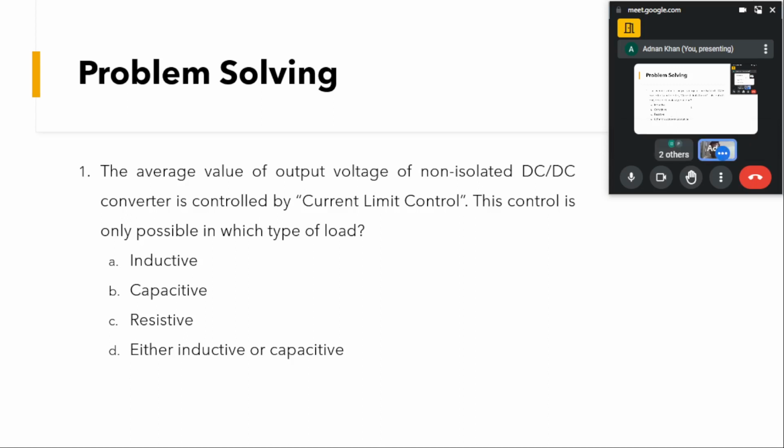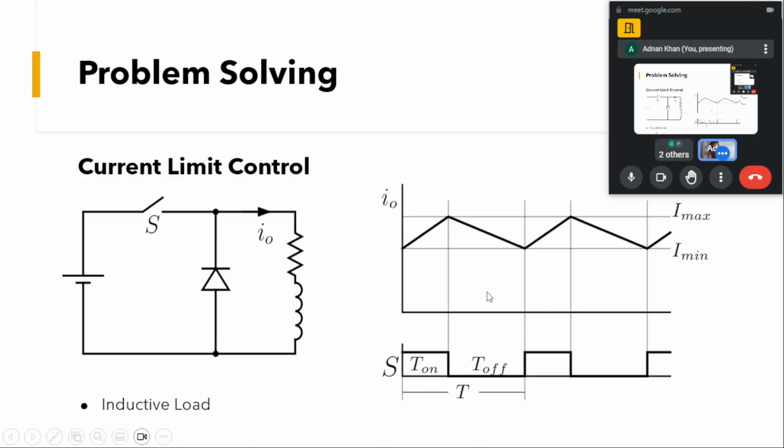Got it? I won't ask you to answer this question yet. First I'll tell you about this current limit control. Some of you have answered the question, and I think that is the correct answer, but I'll go into the detail of how it is the correct answer. We'll be discussing this current limit control.